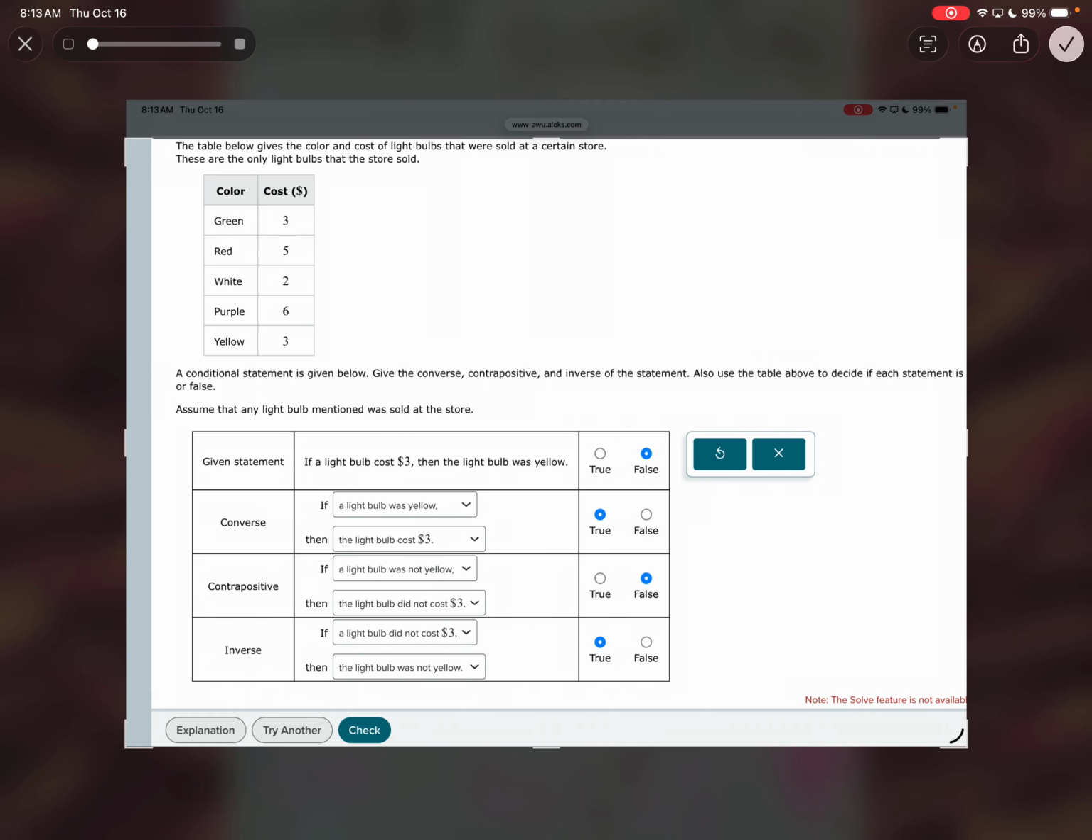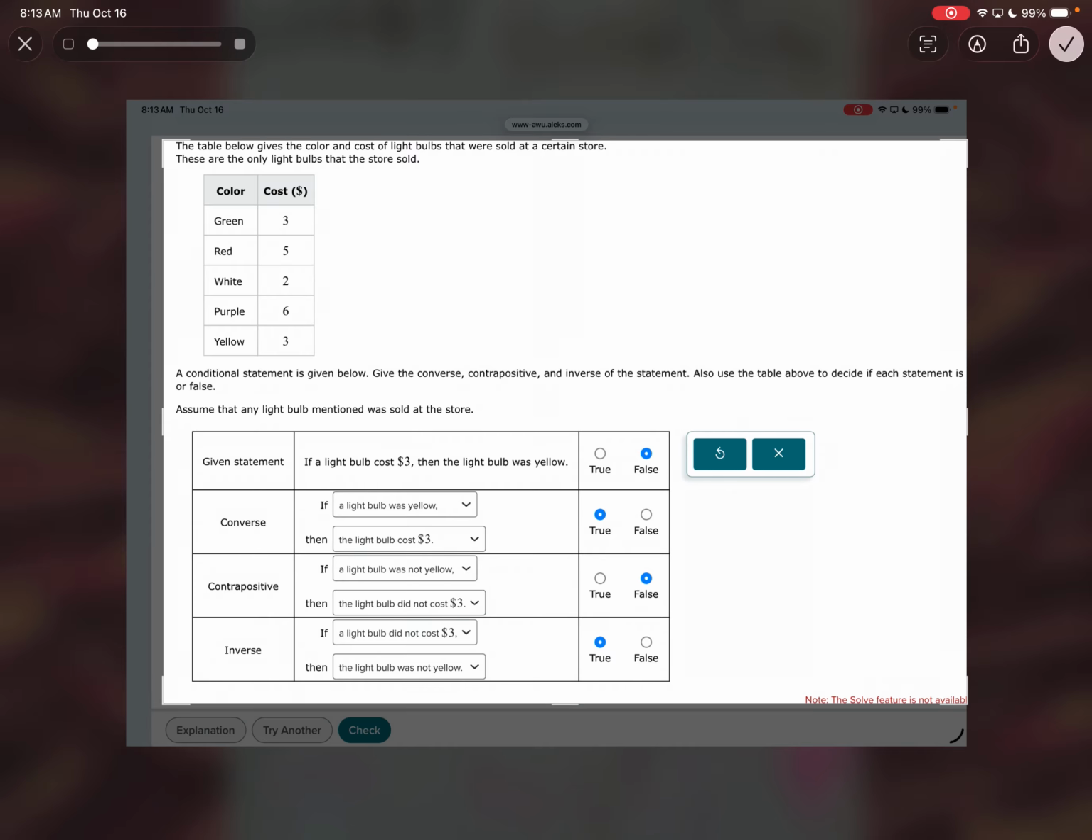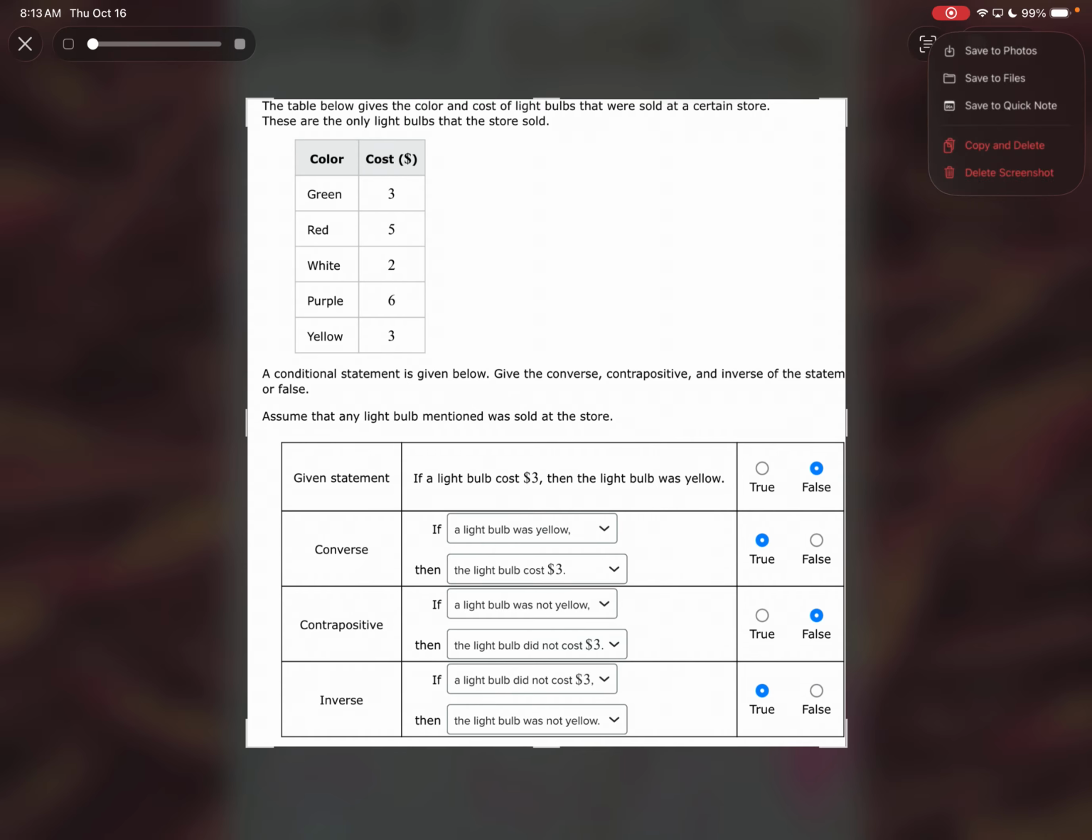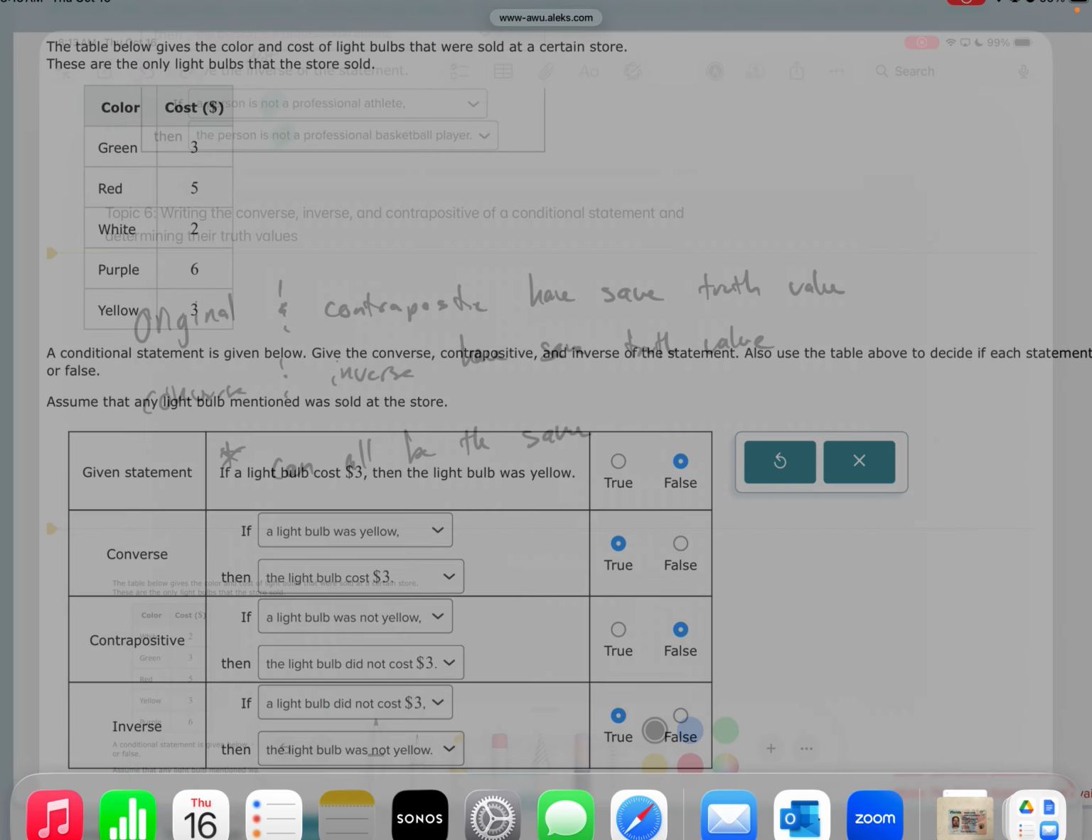so you can see there that the contrapositive and the original are the same, and the inverse and the converse are the same. But you just got to be careful on some of those. Don't just blindly go by that because they can all be the same like we did on that first one.